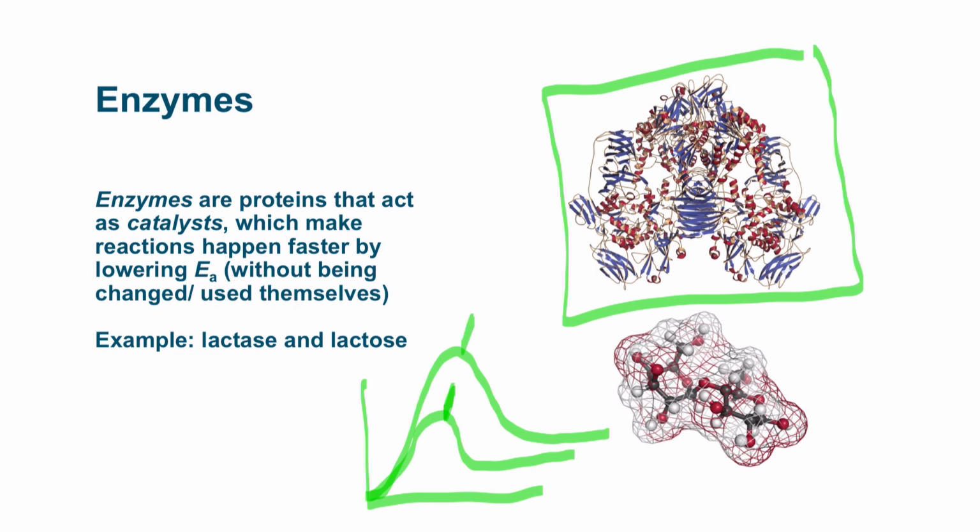And one example of an enzyme that causes reactions to be catalyzed is this here, which is what we call lactase, which is the enzyme that allows you to digest milk sugar, which is called lactose. If you do not have this enzyme, you're probably lactose intolerant.